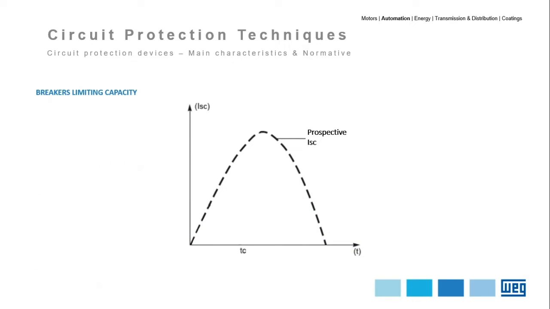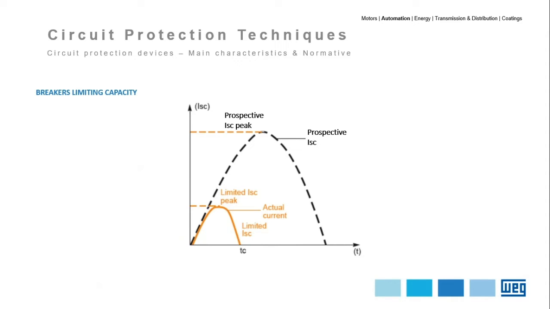Now let's check some basic technical concepts. Breakers limiting capacity. The limiting capacity of a circuit breaker is its aptitude to let through a current during a short circuit that is less than the prospective short circuit current. In other words, if a breaker is a limiting device, it shall limit the fault intensity felt by the other components downstream.